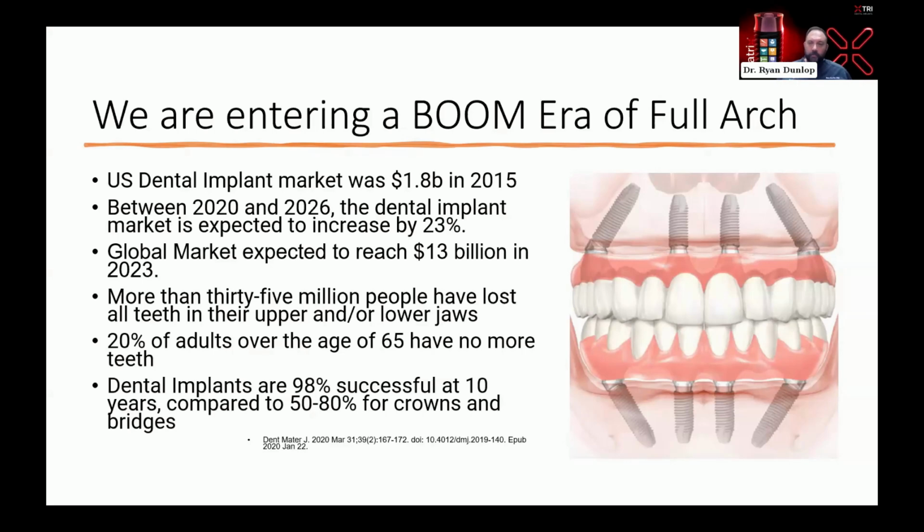So we are on an upward trajectory for full arch dental implants, single tooth dental implants, overdentures, anything that incorporates dental implantology. As we know, there's close to 40 million people in the US alone who have lost a single arch of teeth. About 20% of adults over the age of 65 have at least one denture or two dentures in their mouth. So there's a huge aging population of people who need this dental implant therapy, and it's very successful.